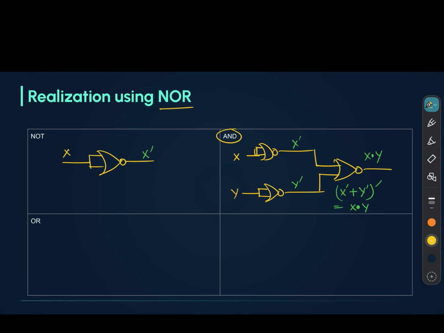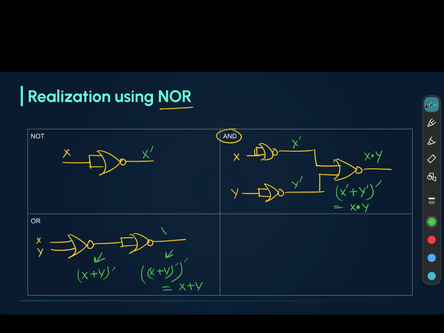Now, you might be able to guess by now how OR works. OR is simple. It's just your two inputs x passed through a NOR, which is again passed through another NOR. And what happens here? How does it work? Here it is x plus y, the whole complement, and here it becomes x plus y, the whole complement, which simplifies to x plus y, and that is how you get OR.